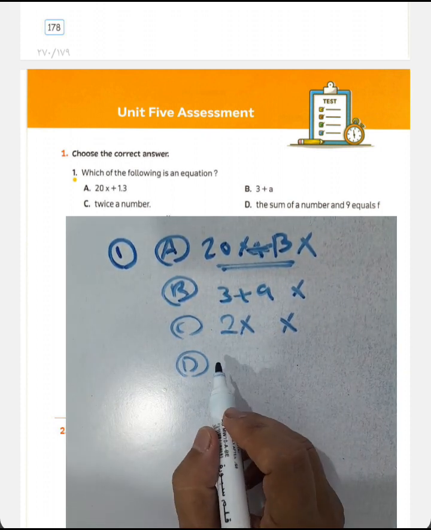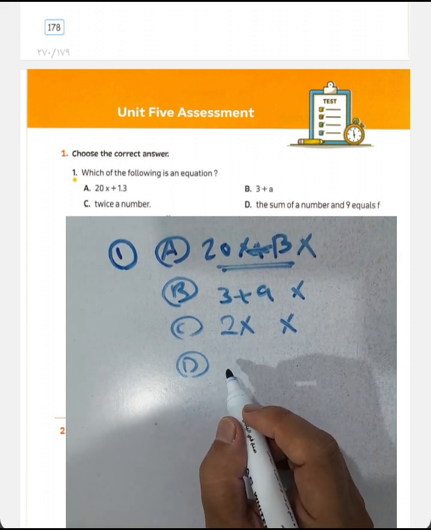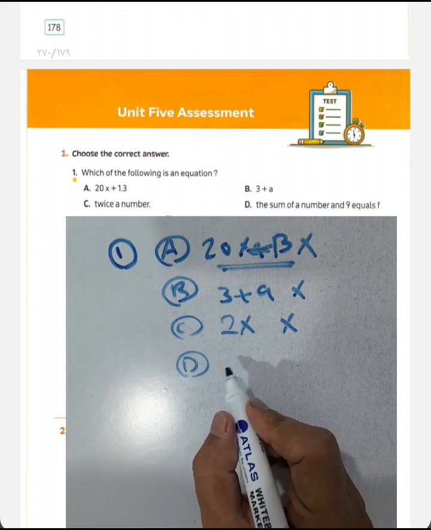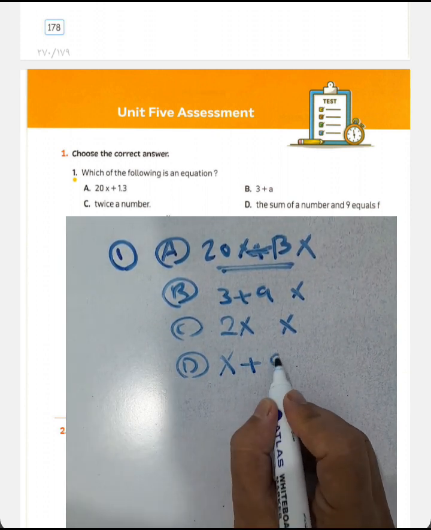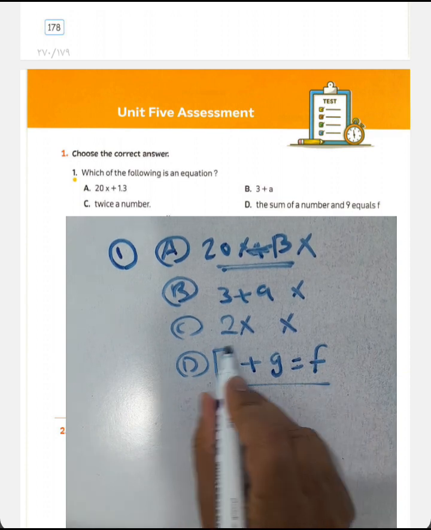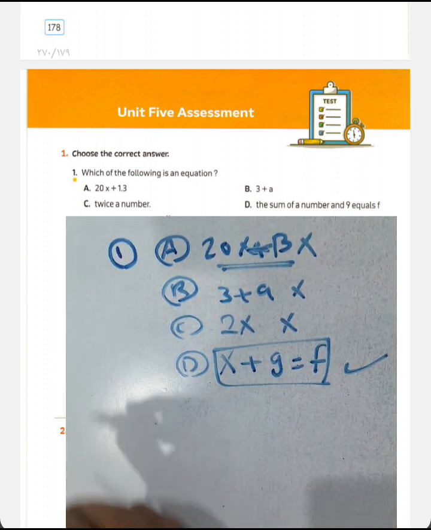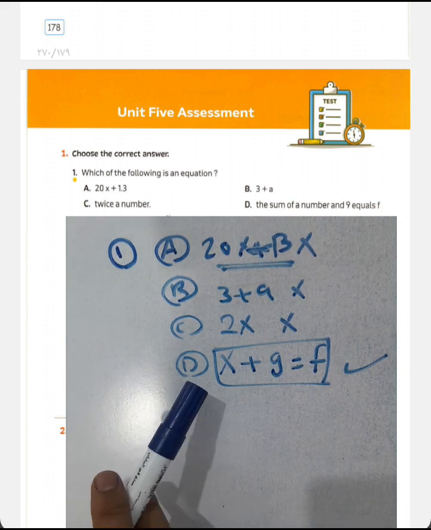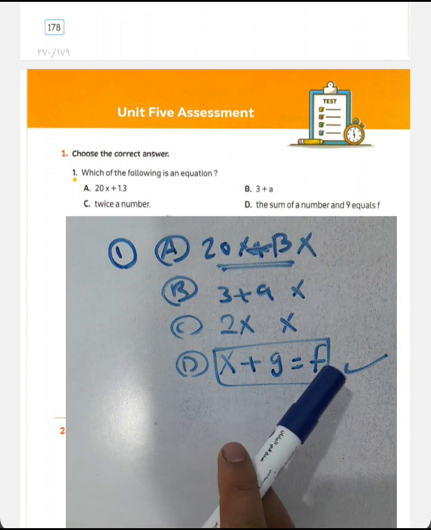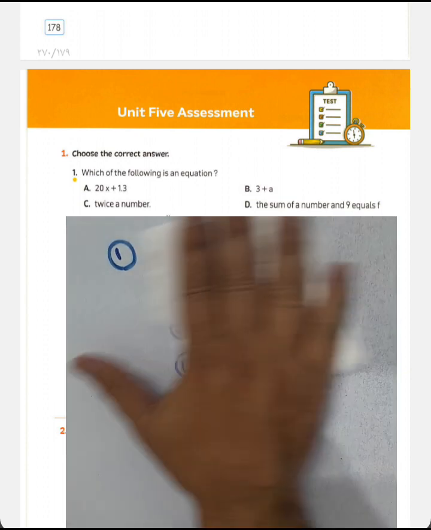Letter D. The sum of a number and 9 equals f. 9, it will be unknown x plus 9 equals f. We can write this as an equation. Choose letter D for question number 1, because he asked: which of the following is an equation? You must choose letter D, x plus 9 equals f. It will be the equation.